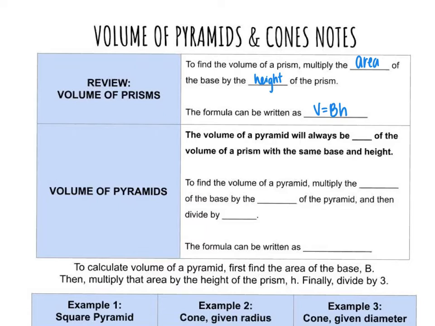So believe it or not, the volume of a pyramid will always be 1/3 of the volume of a prism with the same base and the same height. So to find the volume of a pyramid, we're still going to multiply the area of the base by the height of the pyramid. We just have to do that extra step of then dividing by 3. So this formula, you can write it a couple different ways, but the way I like to write it is V equals capital B times H, all divided by 3.